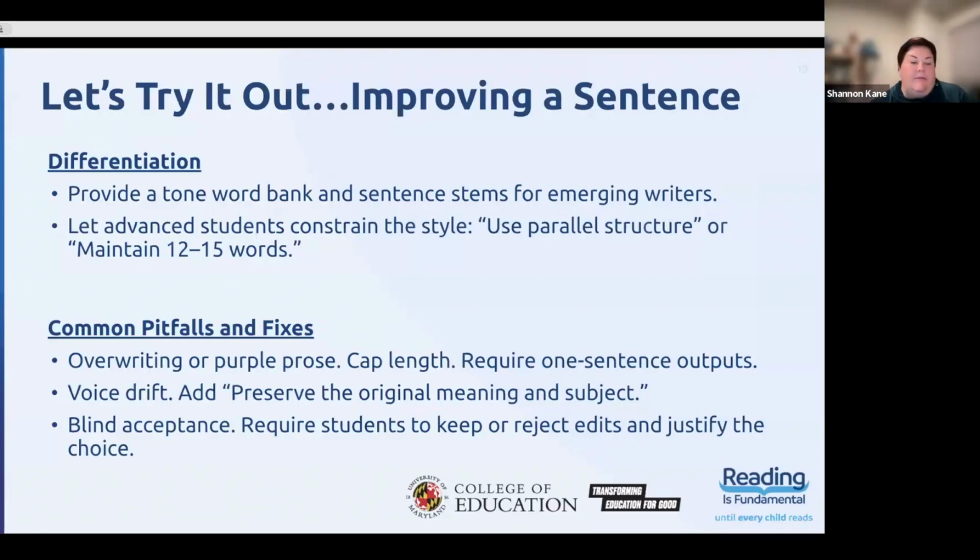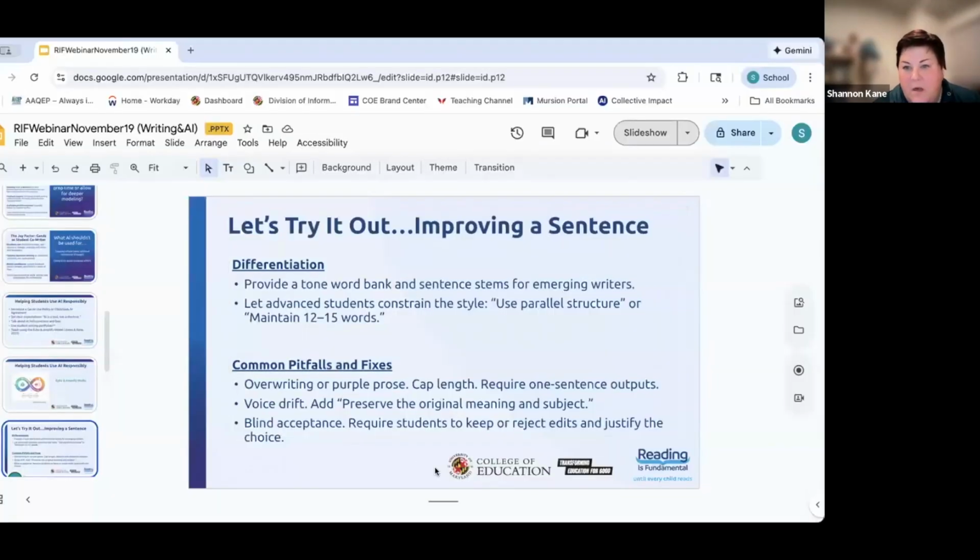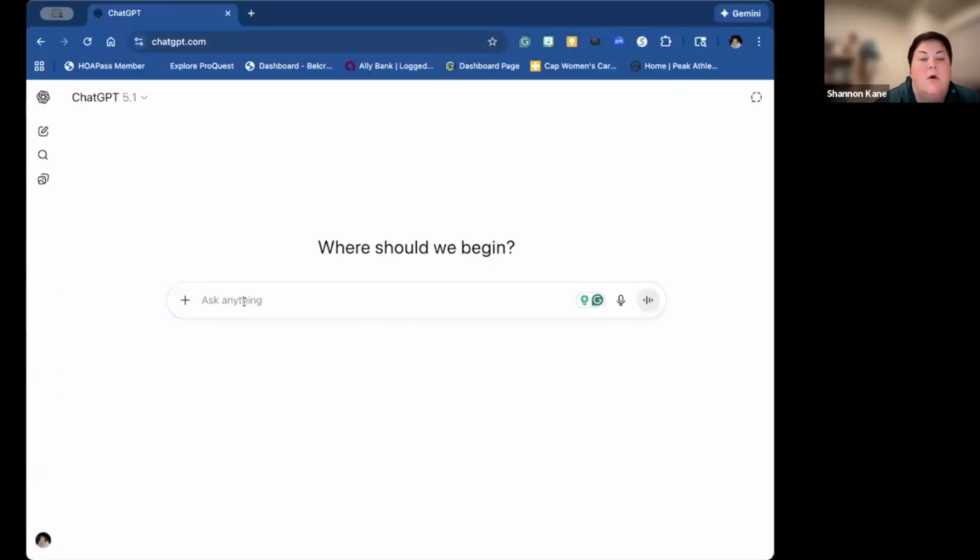So here's how we would do it, right? We're going to close this up and pull up my ChatGPT just for fun. Hopefully, you can see that. So instead of the dog across the yard, our idea ran across the yard. We're going to pick a tone or voice, right?